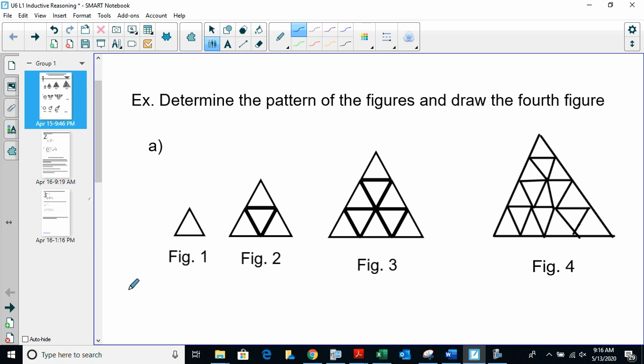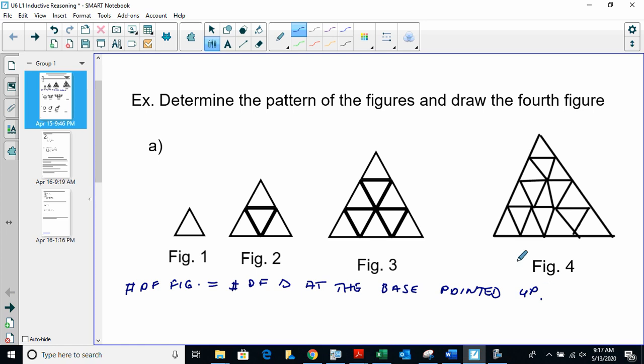So you can easily say here that the inductive reasoning that you will draw based on this configuration will be: the number of the figure is the same as the number of triangles at the base pointed up.